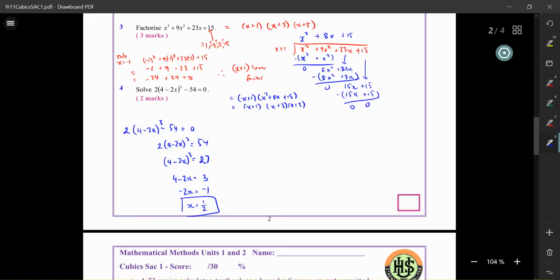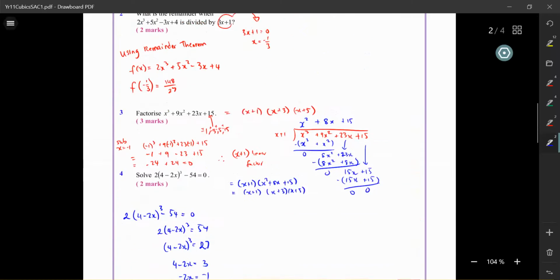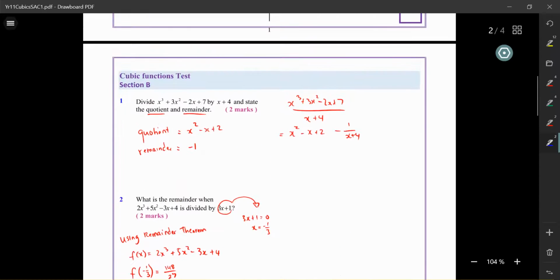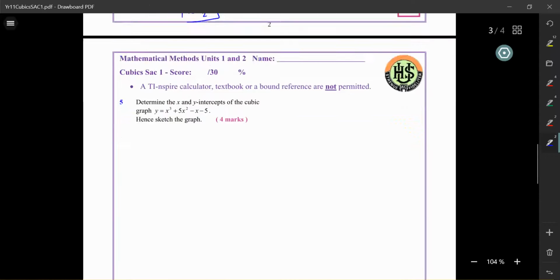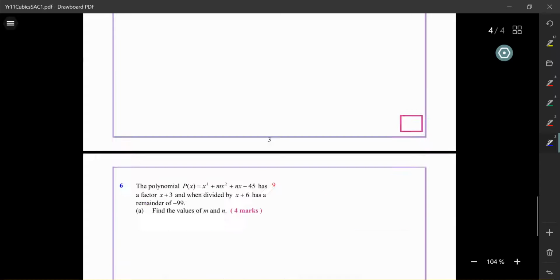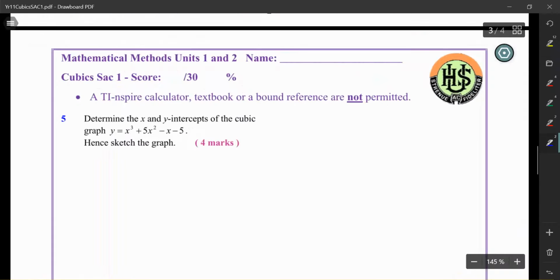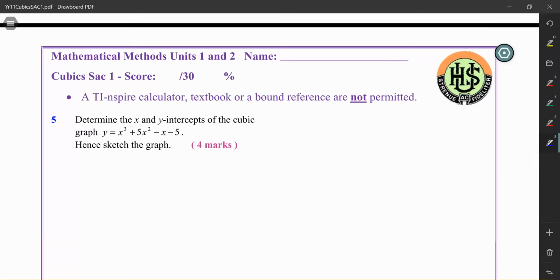Or alternatively, again, you could have typed that in your calculator. Yes, I think I've done fine there. And okay, I've got 2 more pages. Here we go. This is TI calculator textbook or bound reference not permitted.